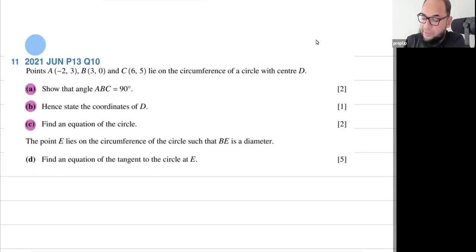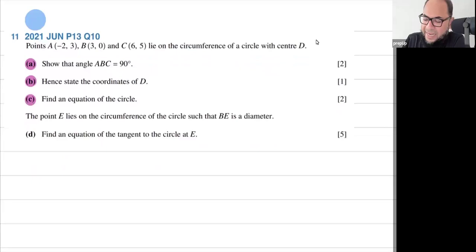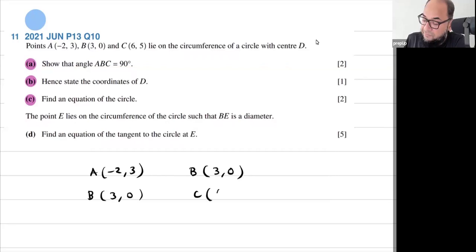So let's get started with this. A diagram as such is not necessary. So let me write the first one, A, which is negative 2, 3. B is 3, 0. And if we are talking about the angle ABC is 90 degrees, so let me again write B, which is 3, 0. Let me write C, which is 6, 5.